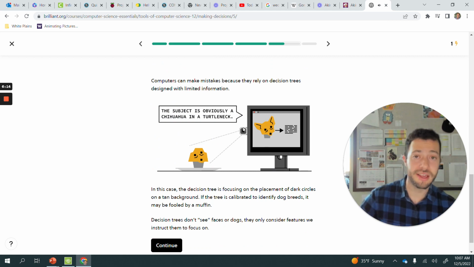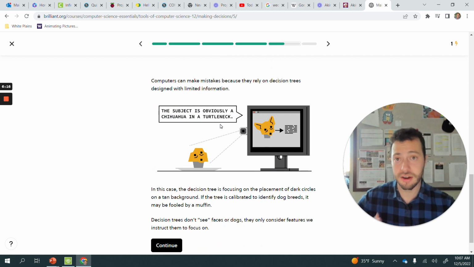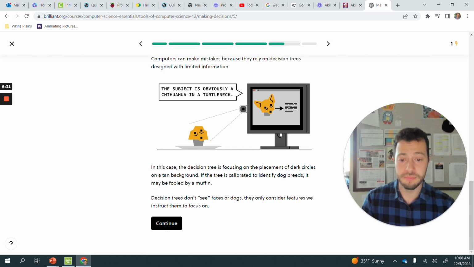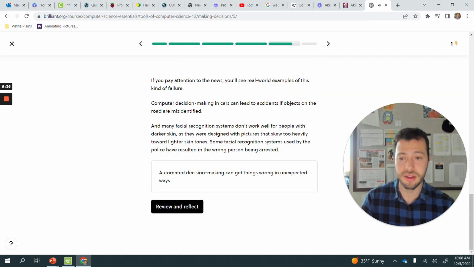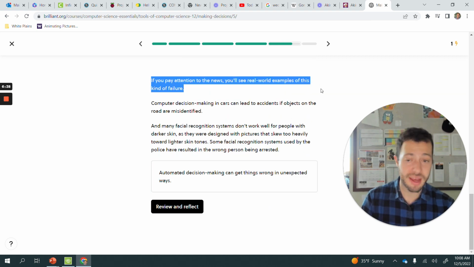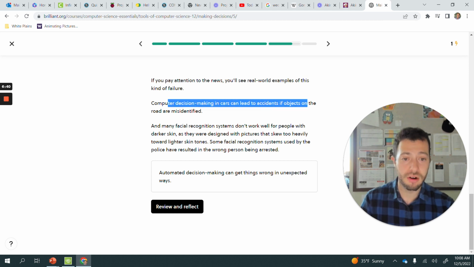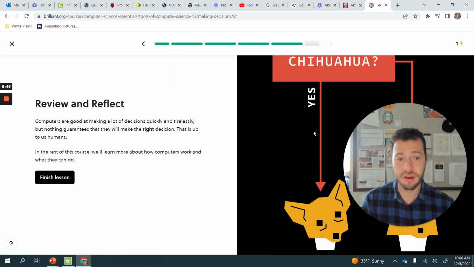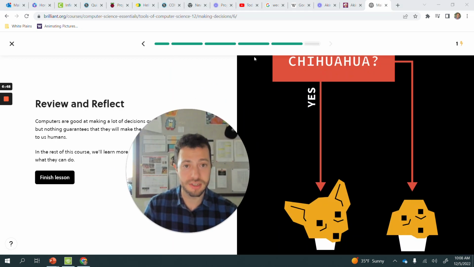So a computer using a camera can decide that things that are in fact different are the same. And this implication is very important, especially when we get things like Teslas and self-driving cars, and these computers are making decisions based off of these decision trees. They don't see faces or dogs, they just consider the features we instruct them to focus on. If we pay attention, we'll see real-world examples of this kind of failure, and in cars it can lead to accidents. So that's basically how these computers are working. They're using decision trees to think.